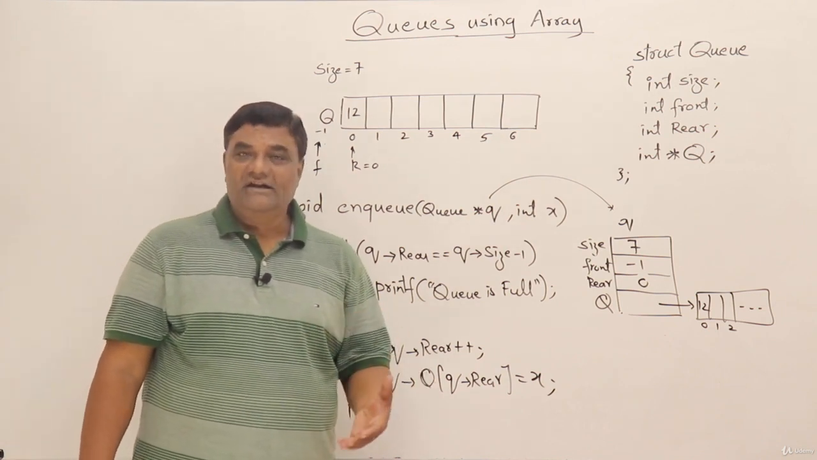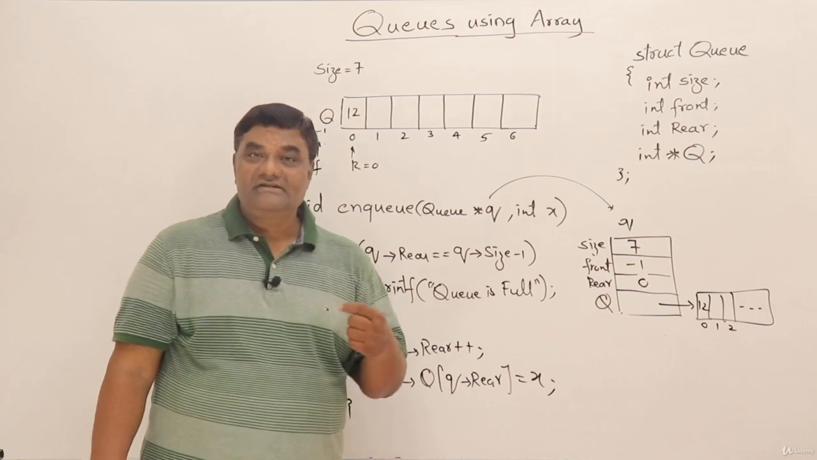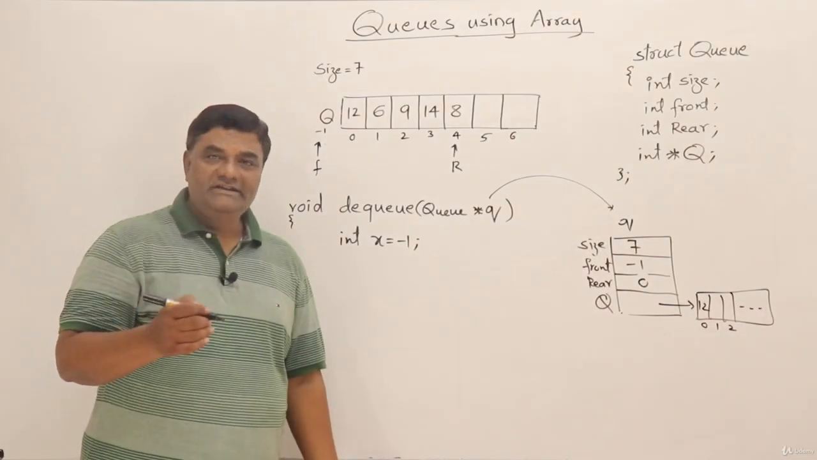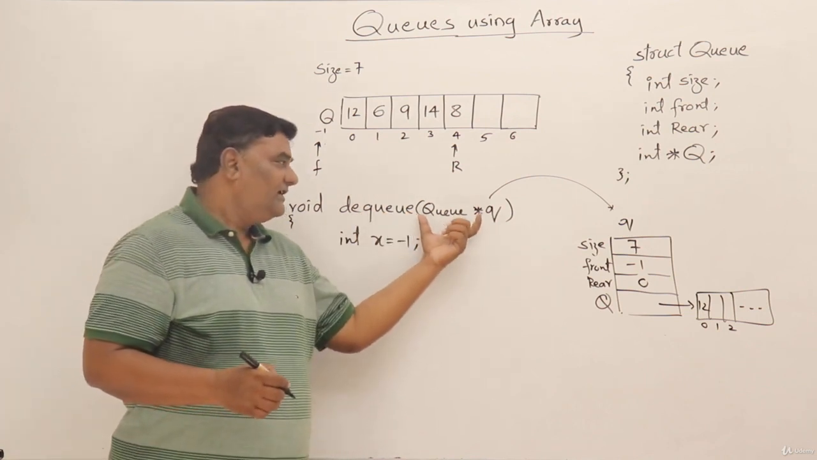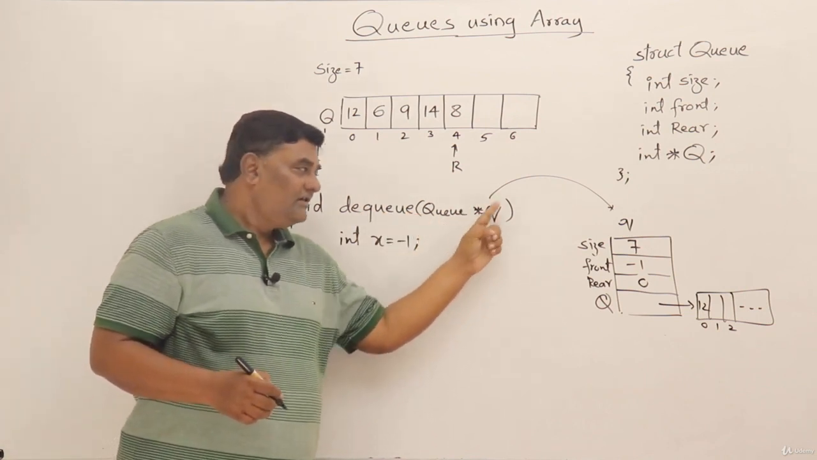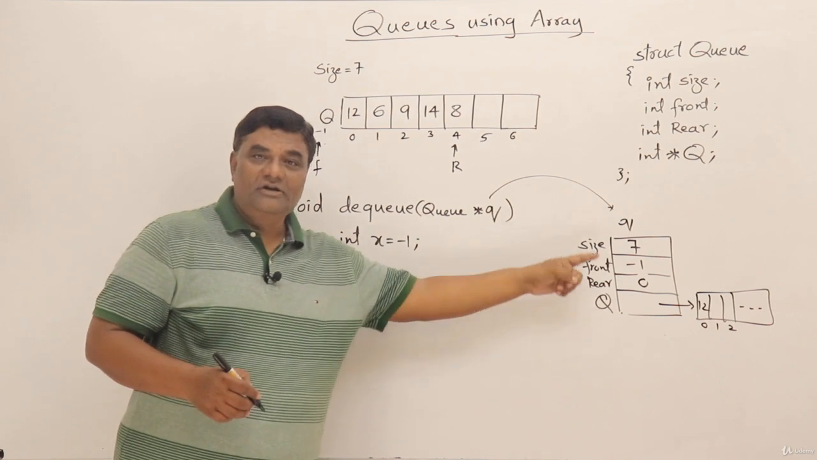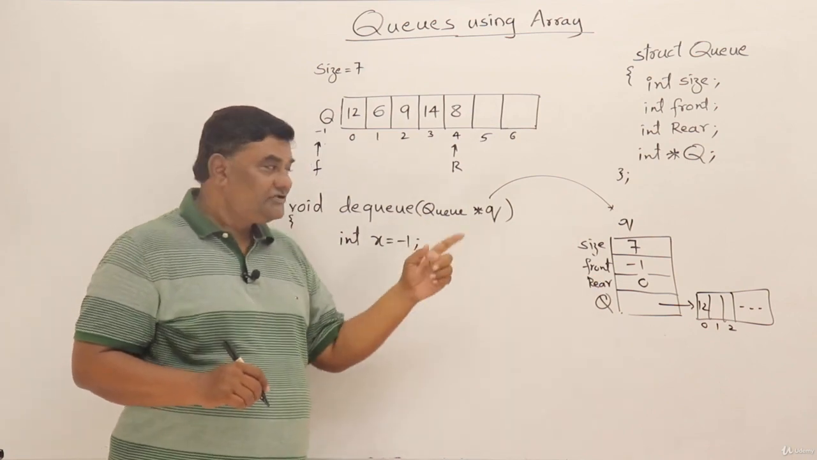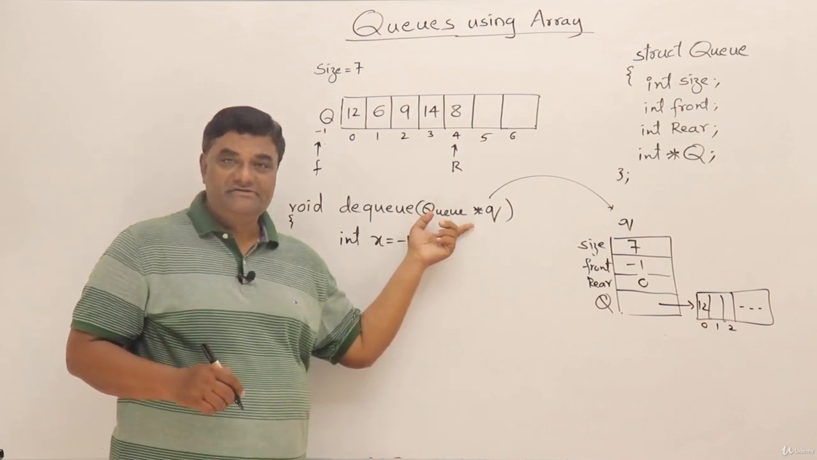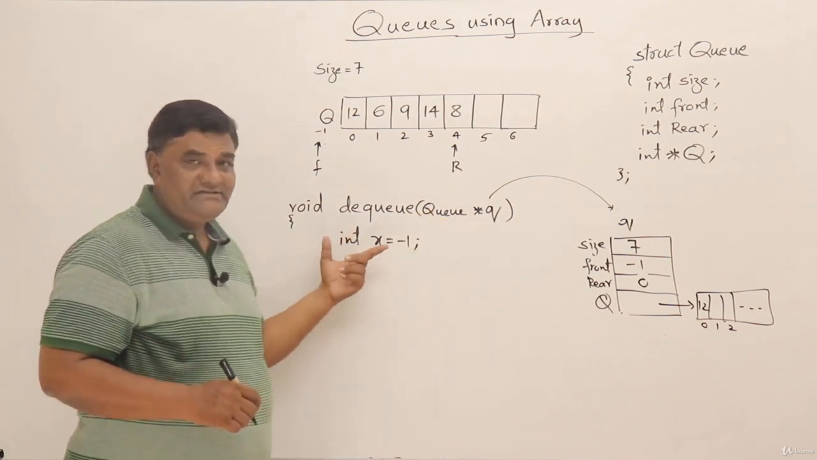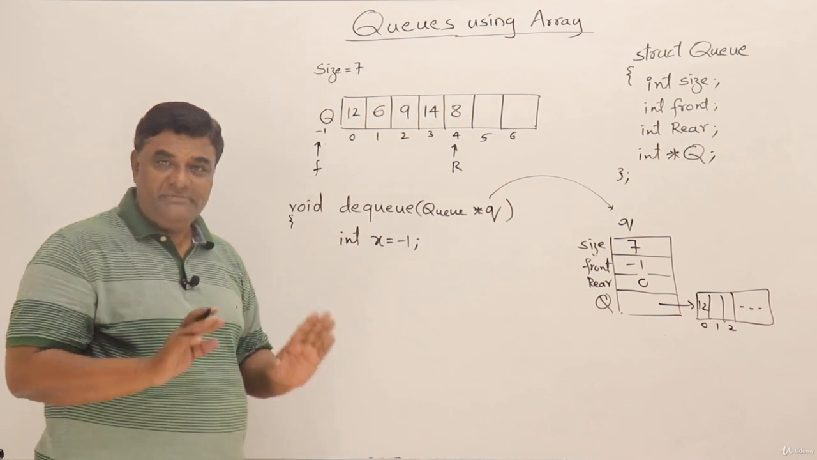Now next let us look at the dequeue operation, that is the delete operation. The function name is dequeue, that is for deletion, and this has a pointer to this variable or this object. So when you call this function, you have to pass that as a parameter, and this is called by address or reference. For deleting, I have taken a variable x and it is initialized to -1.